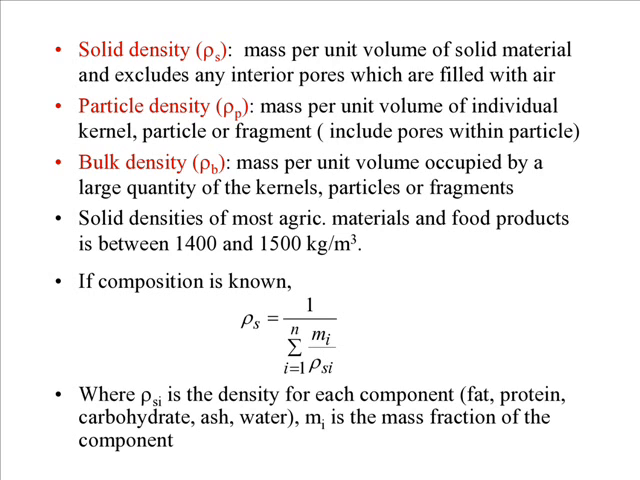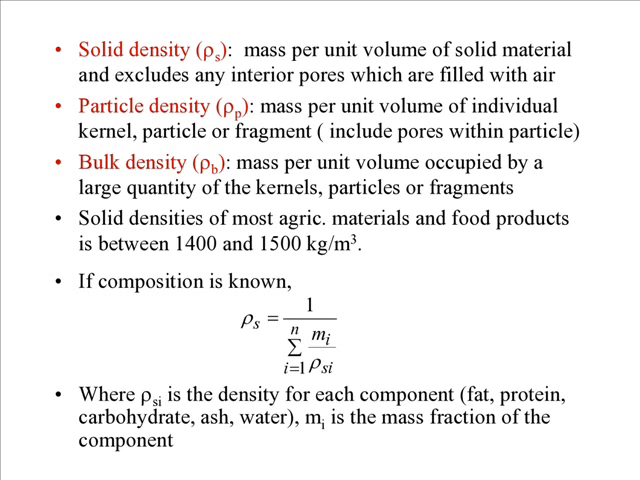The particle density, rho sub P, is the mass per unit volume of individual kernel, particle, or fragment, which includes pores within the particle. However, bulk density, rho sub B, is the mass per unit volume occupied by a large quantity of the kernels, particles, or fragments.